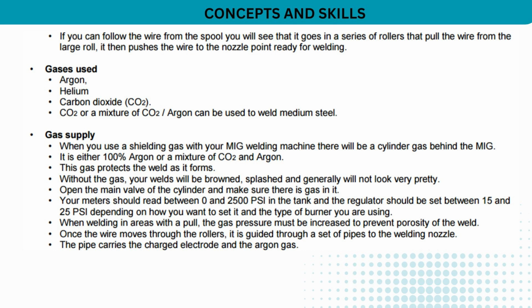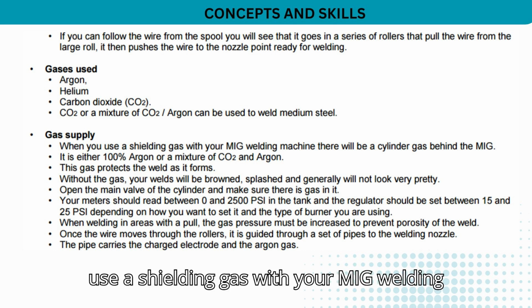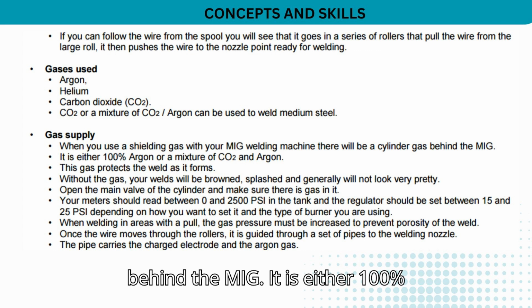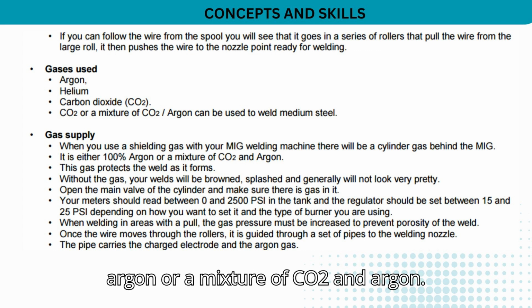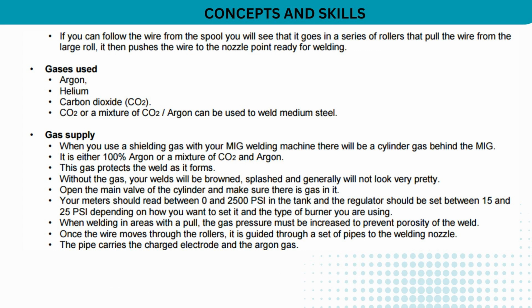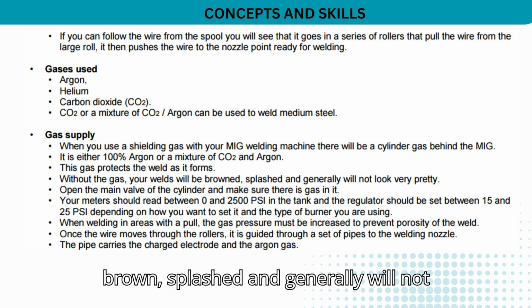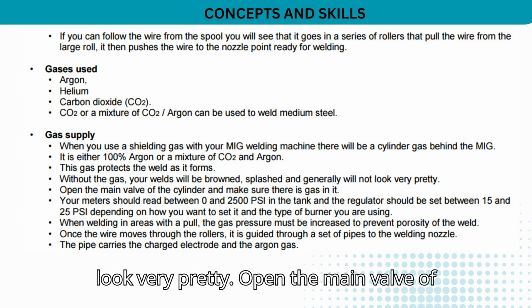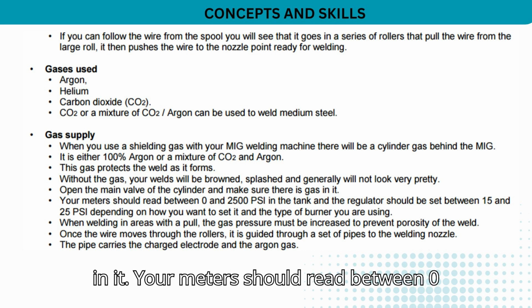Gas supply. When you use a shielding gas with your MIG welding machine there will be a gas cylinder behind the MIG. It is either 100% argon or a mixture of CO2 and argon. This gas protects the weld as it forms. Without the gas, your welds will be brown, splattered and generally will not look very pretty. Open the main valve of the cylinder and make sure there is gas in it.